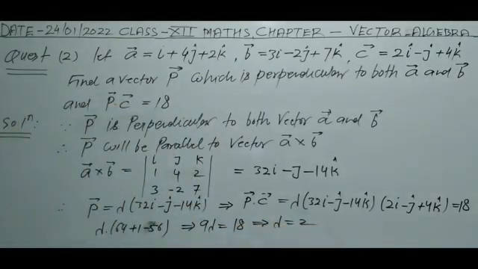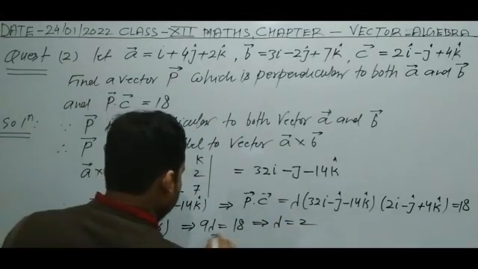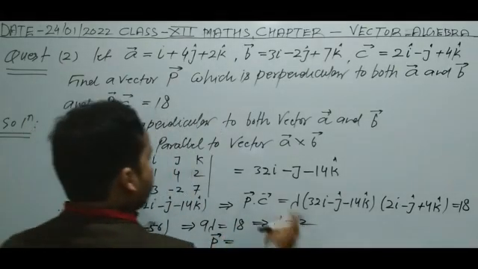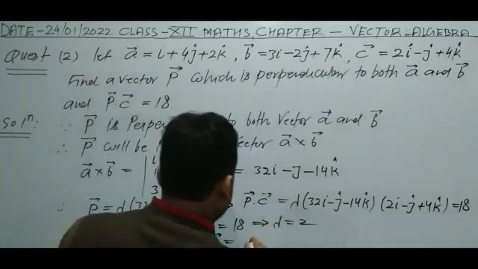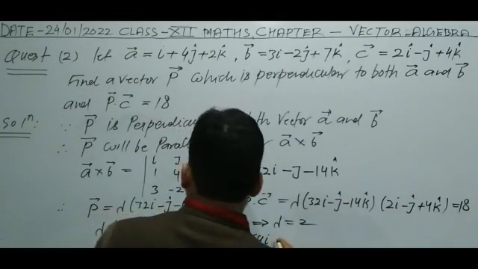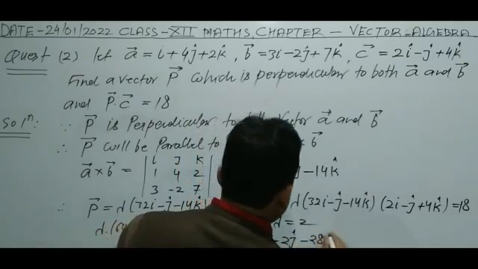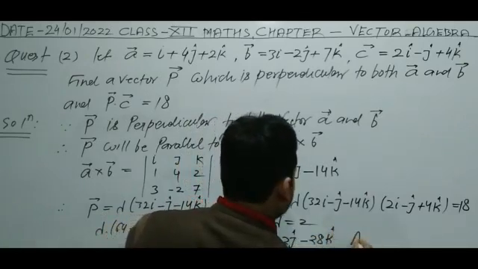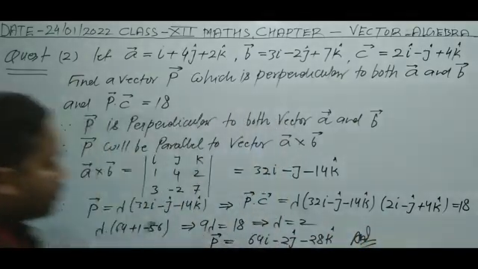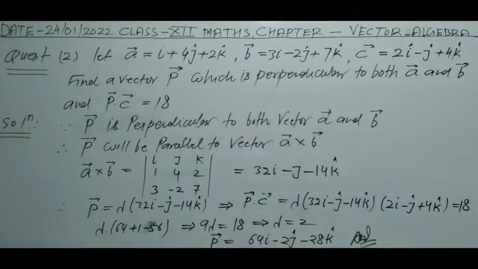Now vector P is equal to multiplying by 2. So the result will be 64i minus 2j and minus 28k. So this is the answer.